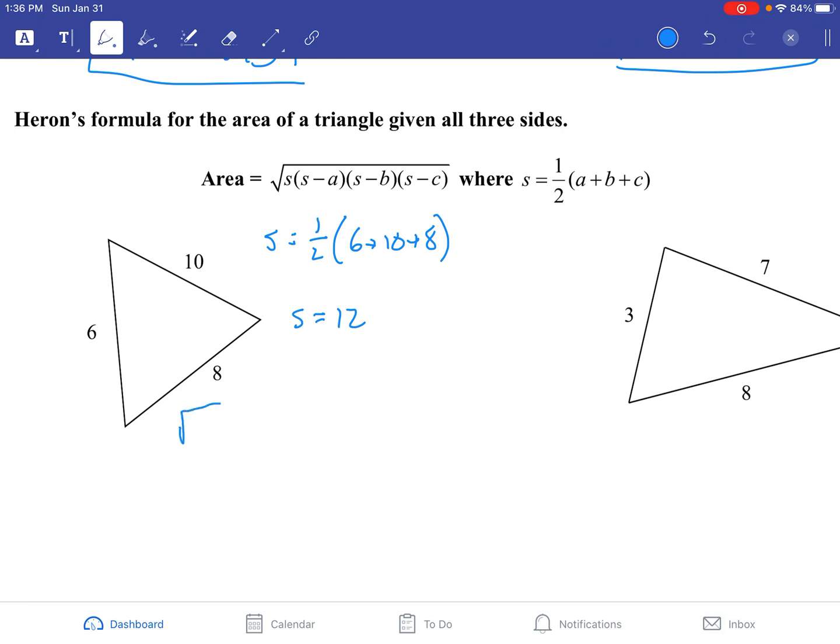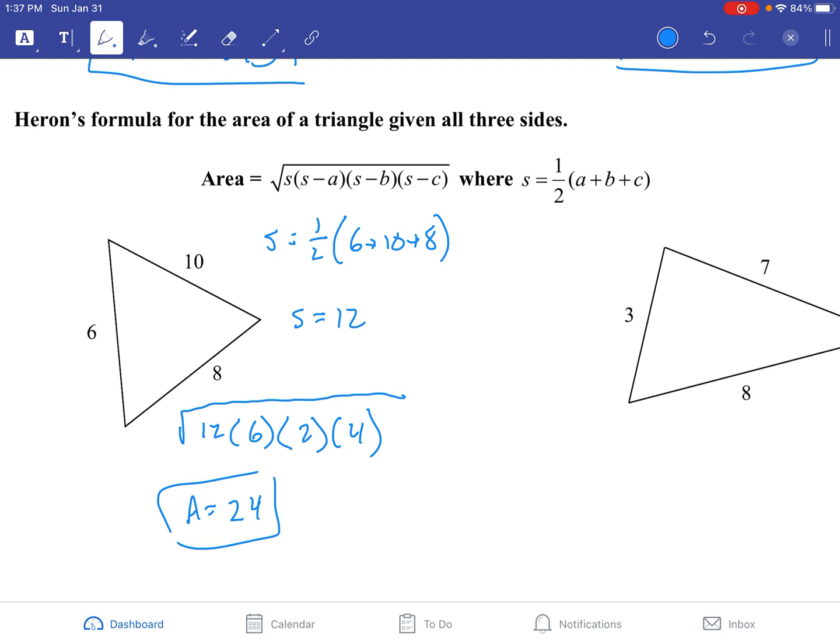Now with that value known, we can put it into our formula for the area. So we're going to have the square root of 12. Now I'm going to subtract those values as I go along so I don't have to write so much. So 12 minus 6 is 6, 12 minus 10 is 2, and 12 minus 8 is 4. So I'm just doing the math in my head as I go through. So 12 times 6 times 2 times 4, and then take the square root of that answer, and the area is going to equal 24.